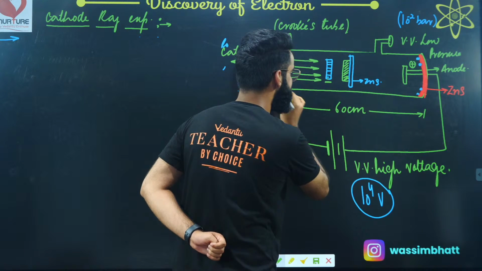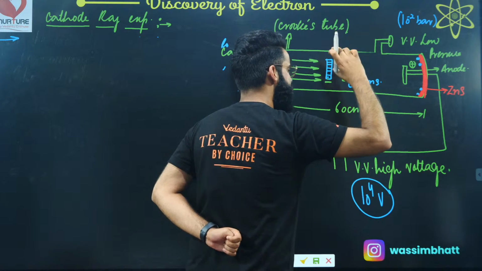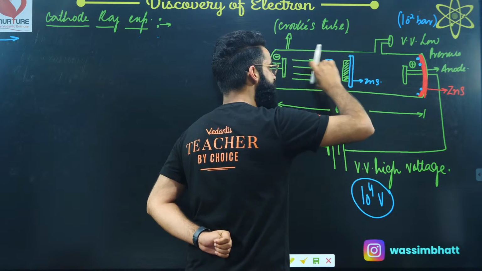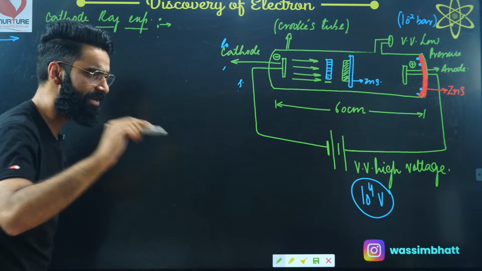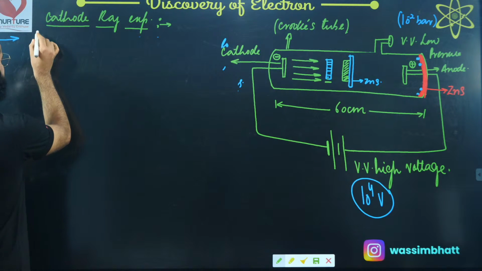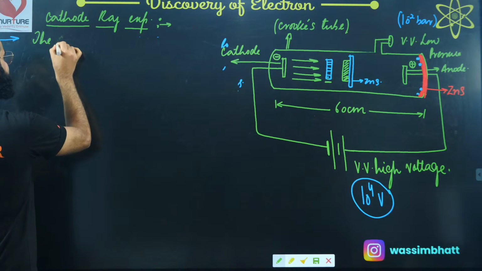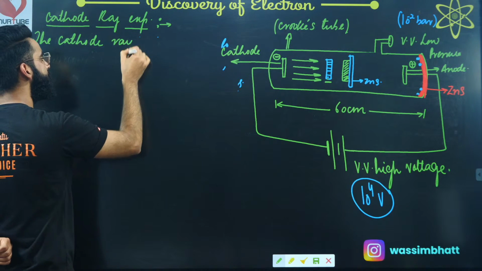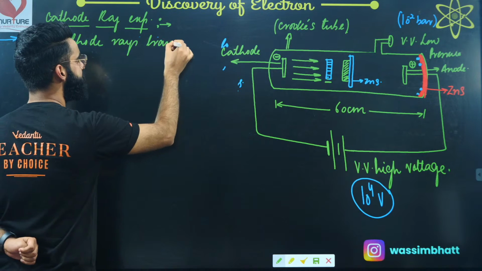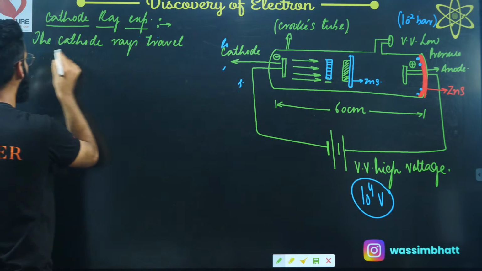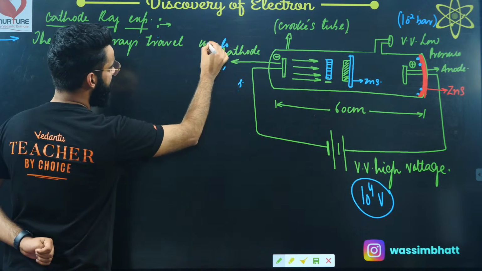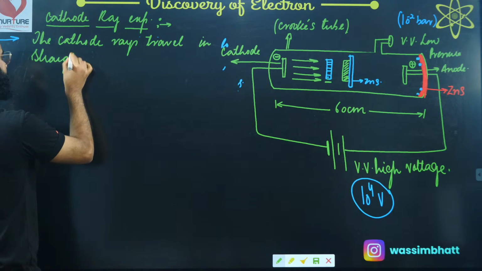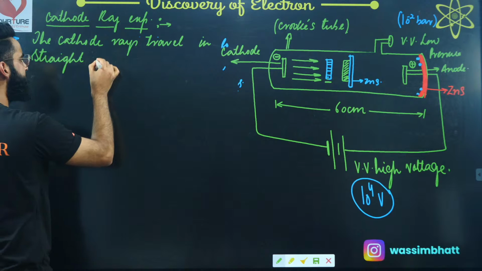Only then will the sharp shadow, the sharp image, get created on this screen, when these cathode rays are traveling in a straight line. So the first thing is that the cathode rays travel in straight lines. This was the first conclusion made by J.J. Thomson.